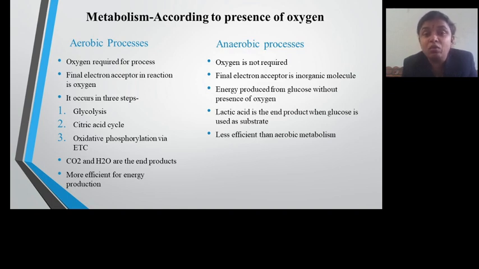Anaerobic processes do not need oxygen because here the terminal electron acceptor is not oxygen but can be any other inorganic molecule. The energy produced in anaerobic processes is very little because the substrate is not completely oxidized. An example of an anaerobic process is the conversion of glucose into lactic acid, where glucose is not completely oxidized. Anaerobic processes are less efficient in terms of energy production.